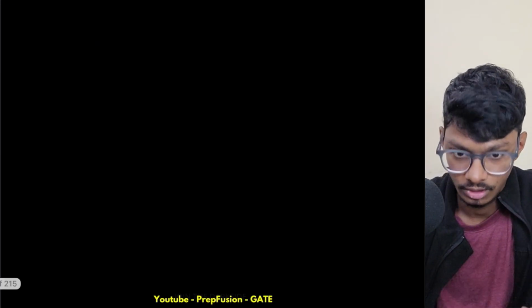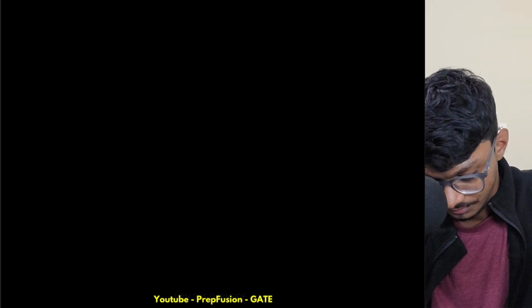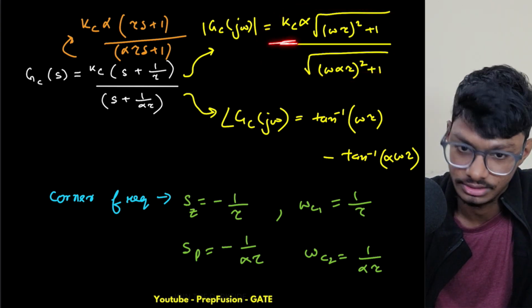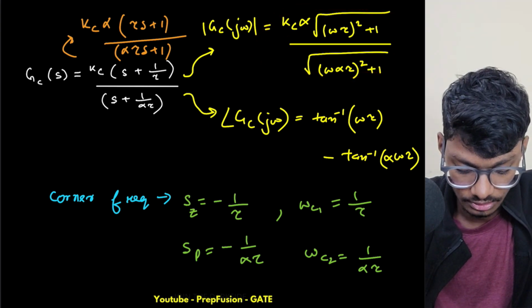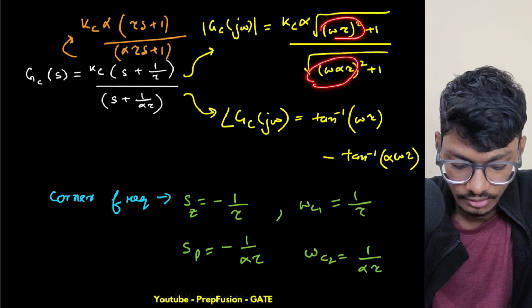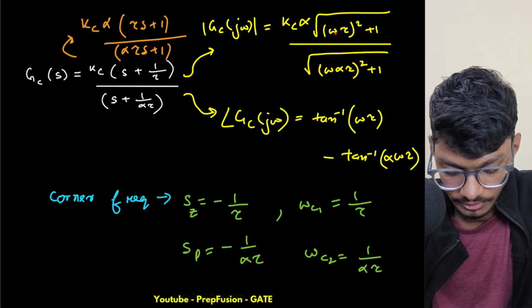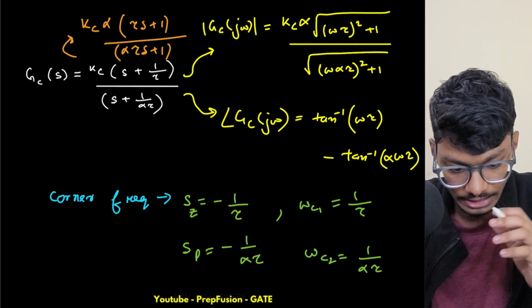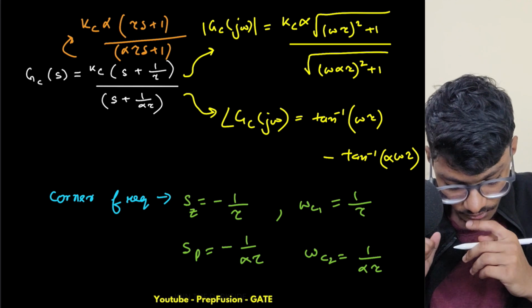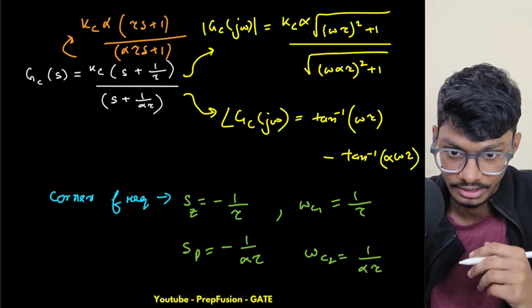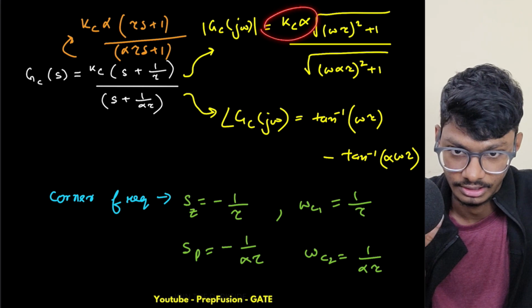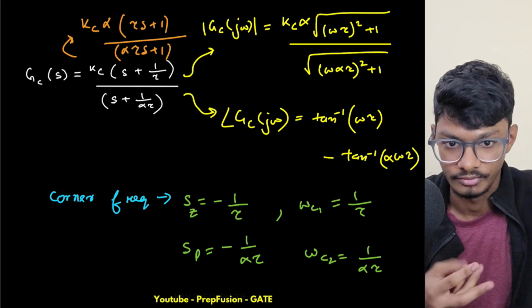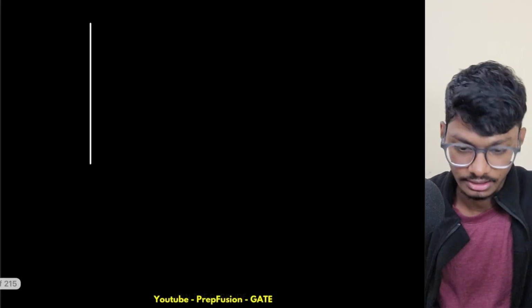If you want to draw the Bode plot, the magnitude here: the DC gain is Kc times alpha, and at infinite frequency this one will dominate, so we have only 1 by alpha, and 1 by alpha into Kc alpha is Kc itself. As alpha is less than 1, initially I have lower gain, Kc alpha, and then alpha vanishes and I have only Kc, so it will go up to a higher gain. You can also understand this from the diagram.